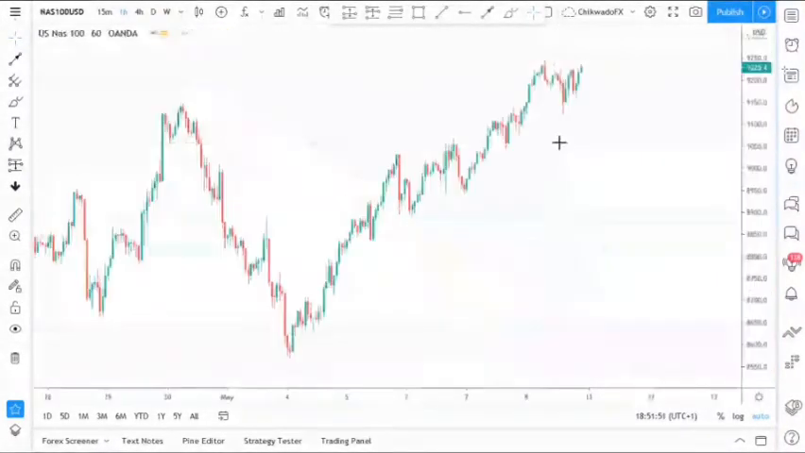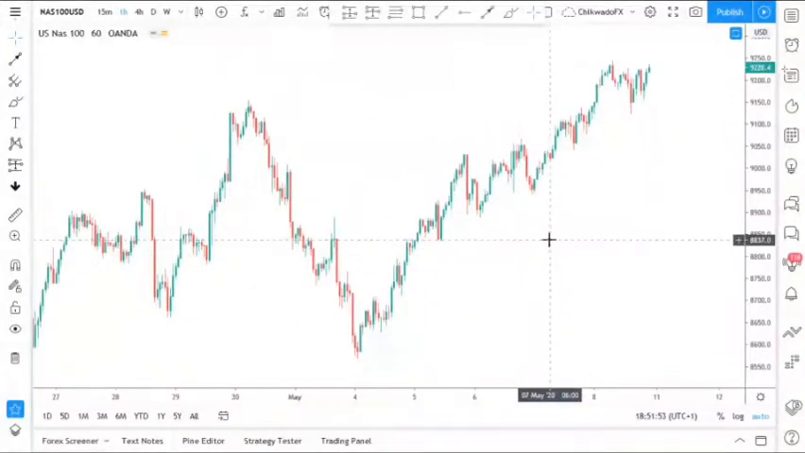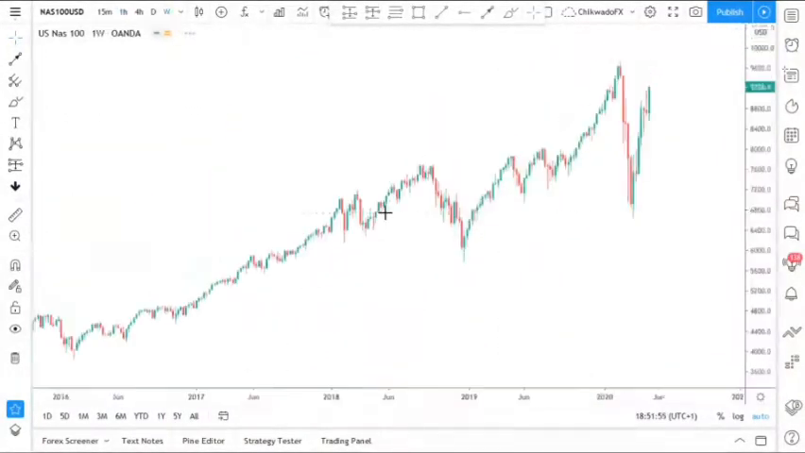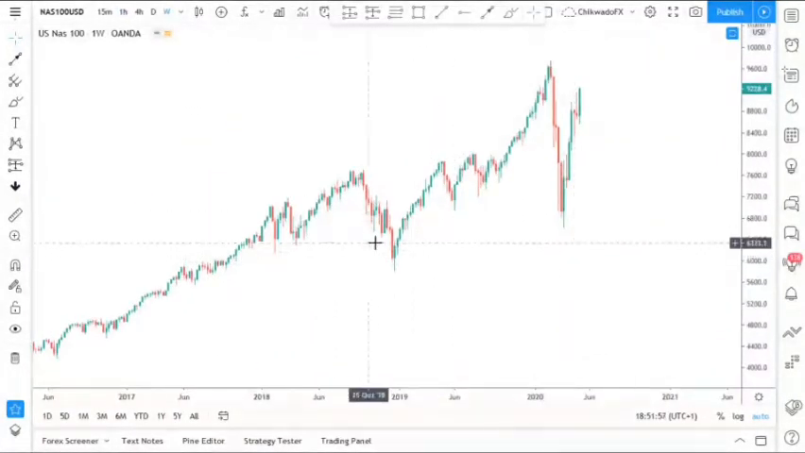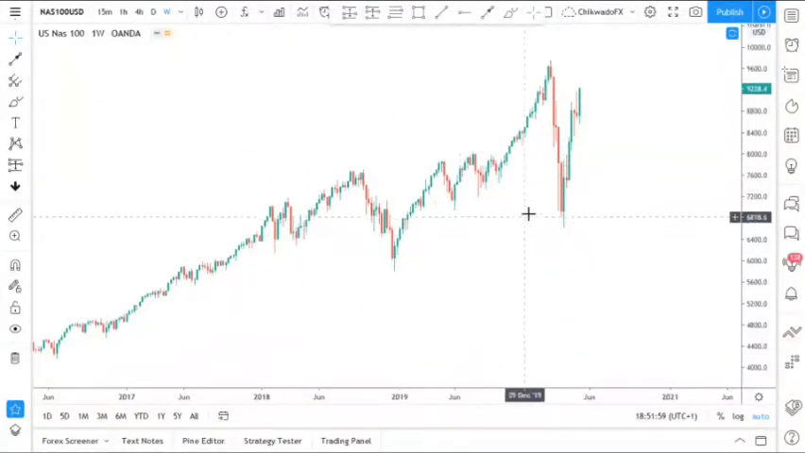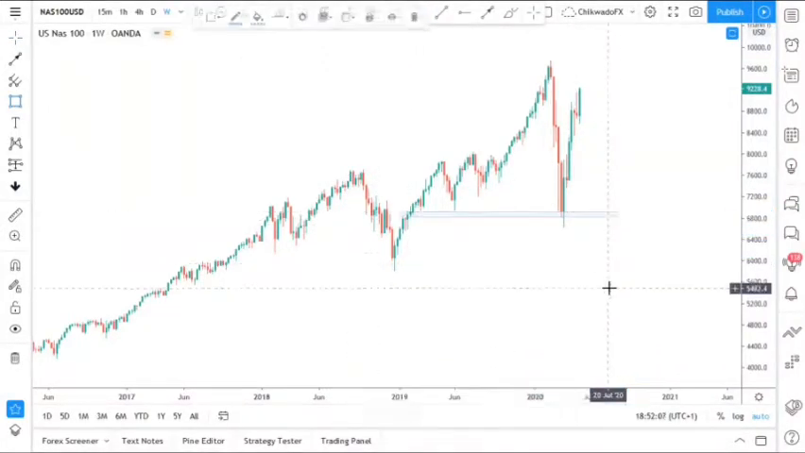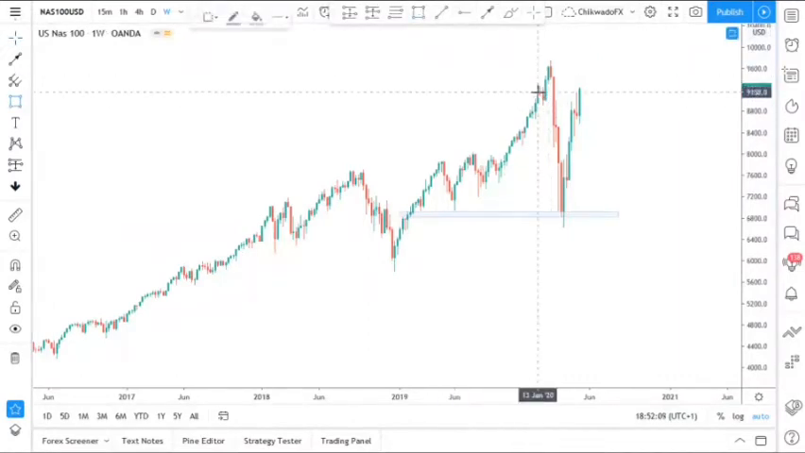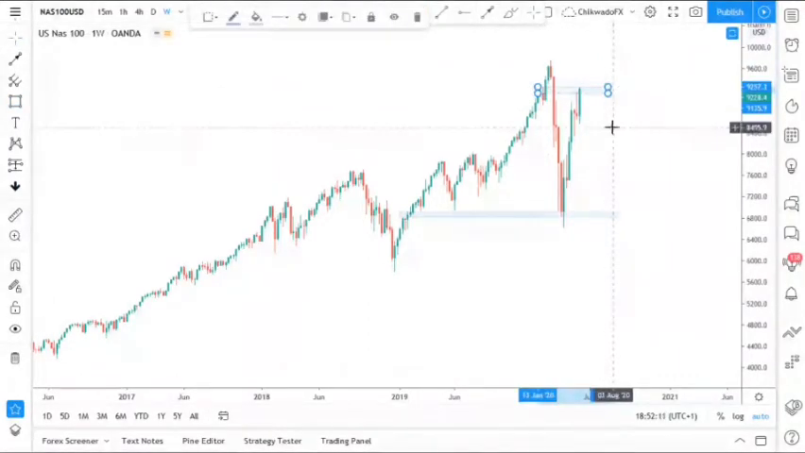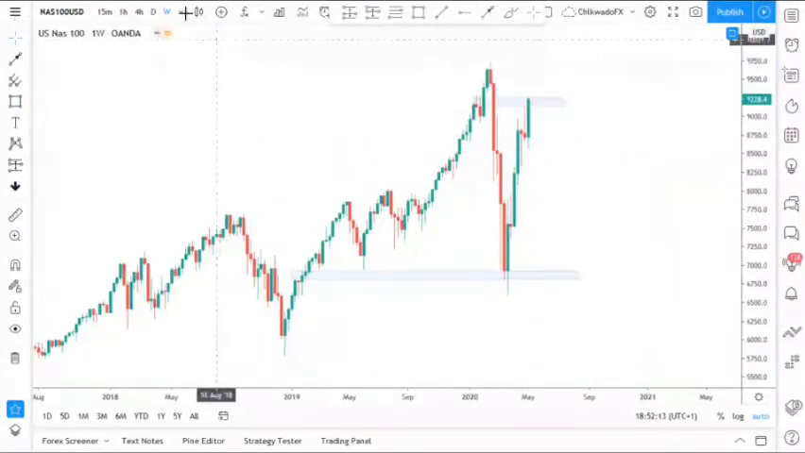Dropping down to NASDAQ, what do we have? You can see NASDAQ back on the weekly time frame. Not much difference from what we had last week. So we have this key level here, we have this area here, and of course we have this area up here. So just something similar compared to what we had last week.